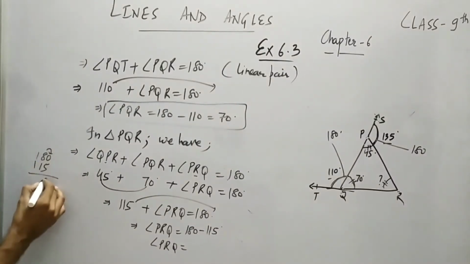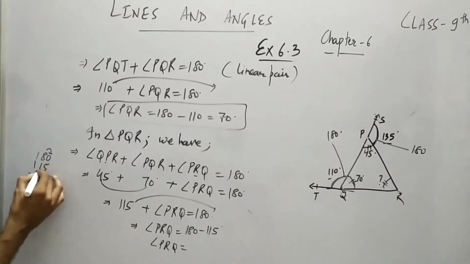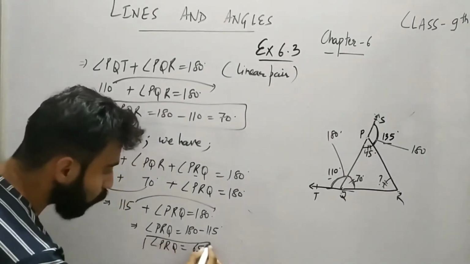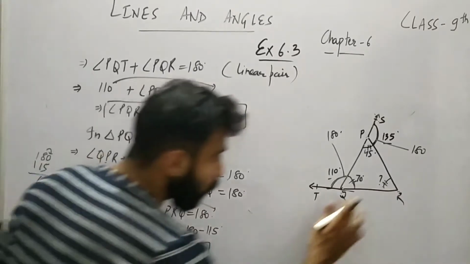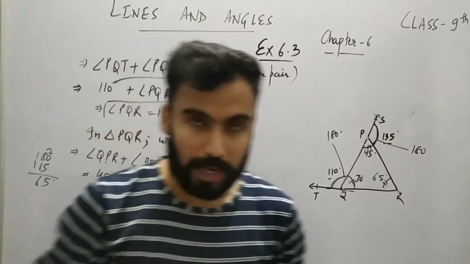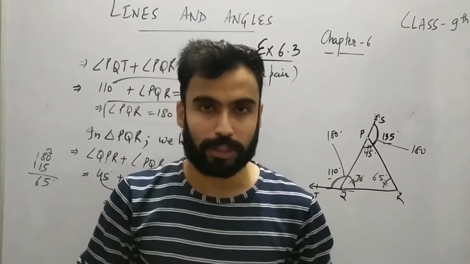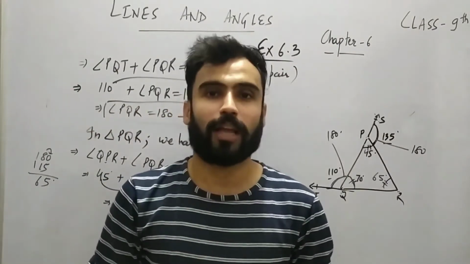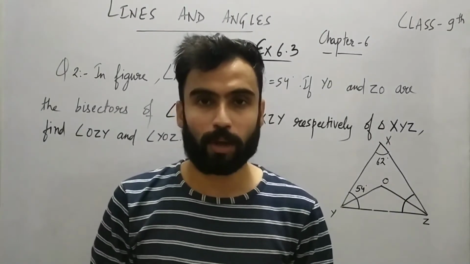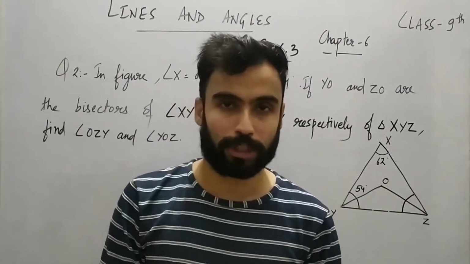So this will become 10. 10 minus 5 is 5. 7 minus 1 is 6. So 65 degrees, right? This was the angle we had to find out in this question, that is 65 degrees. So this is all about this question. Do practice it at home, right? That's all. So students, without wasting time, let's move to the next question here.